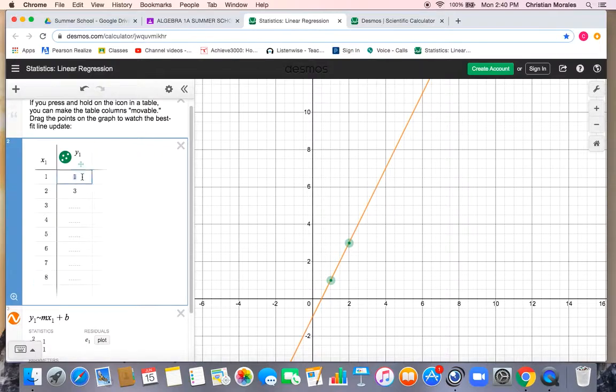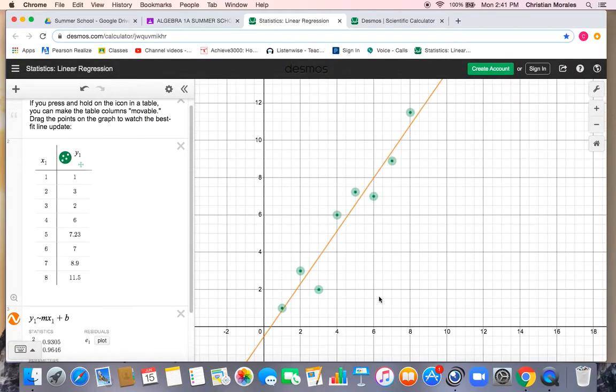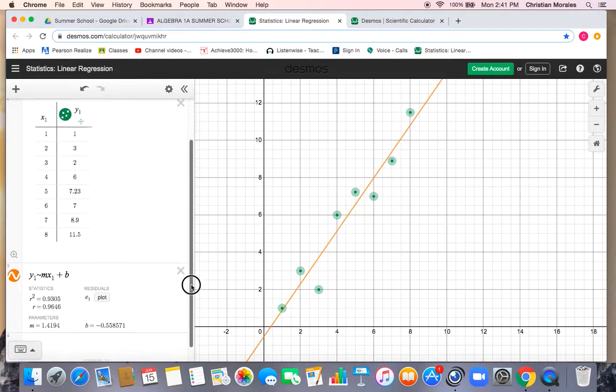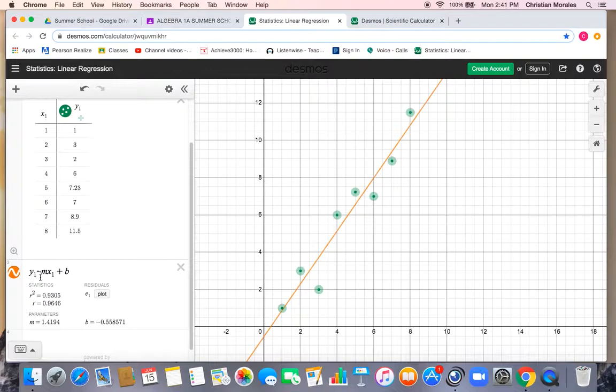All right, so those are my x values, and right here I'll put my y values. 1, 3, 2, 6, 7.23, 7, 8.9, 11.5. And there you go. This is the graph that was on my paper. Now, again, I can't use those points, but here's the great thing about our graphing calculator. There's a command to find the line of regression. Guys, this is the line of regression right here.